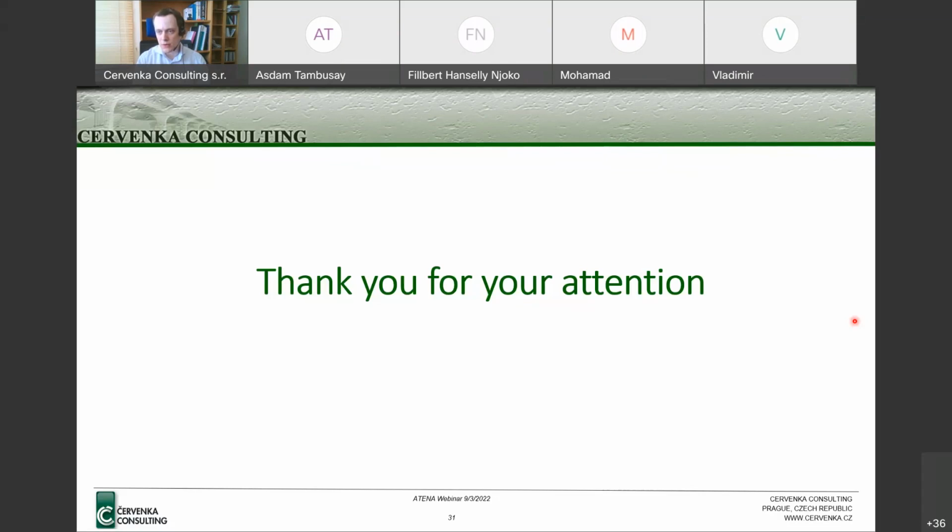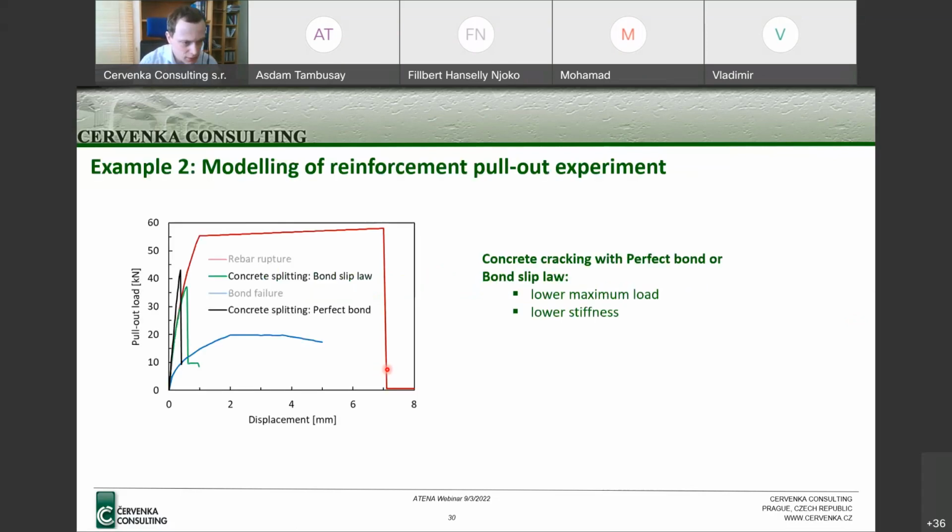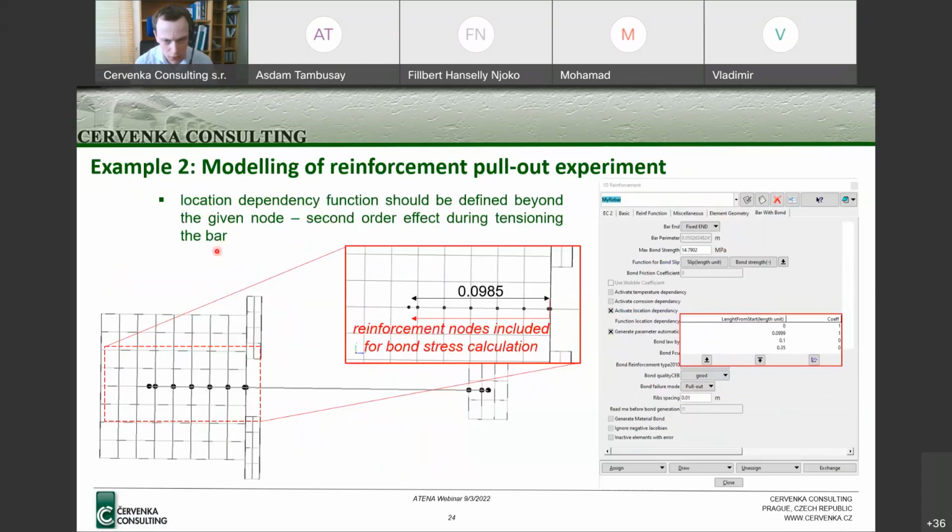Could you explain how to use the location dependency function to apply the bond law only to a portion? Okay, so I will get back to that slide. So in here, my goal is to apply the location dependency on this polyline, on this reinforcement, which has this total length of 0.35 meters, and I want to apply it only to the portion embedded in the concrete, which is 0.1 meter long.